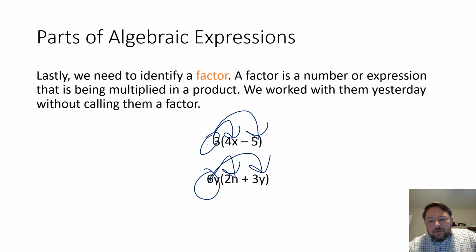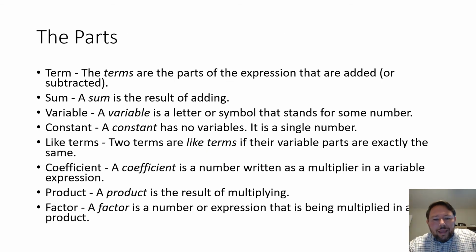So that's a factor. So when you have one of your questions, a couple of your questions are going to ask you to identify a factor. That's what the factor is. It's what's being multiplied into that parenthesis. Okay. So again, we have 8 parts. I've only really talked about 4 or 5 of them, right?